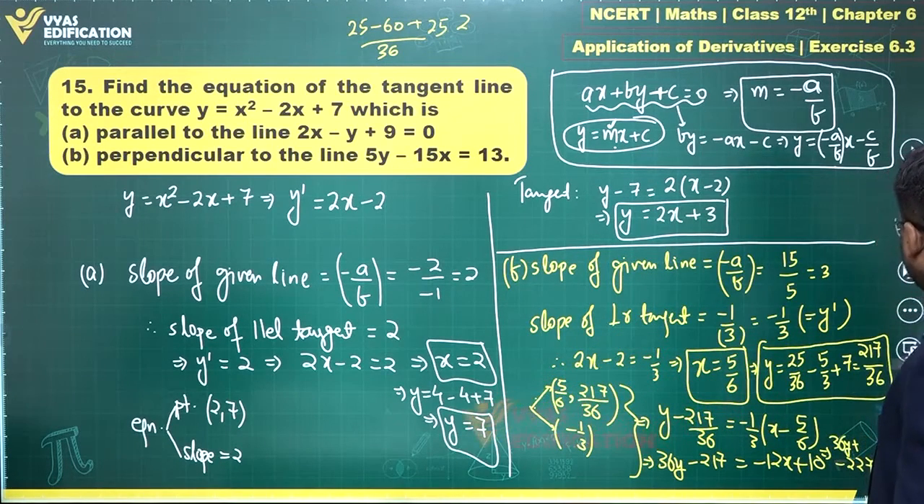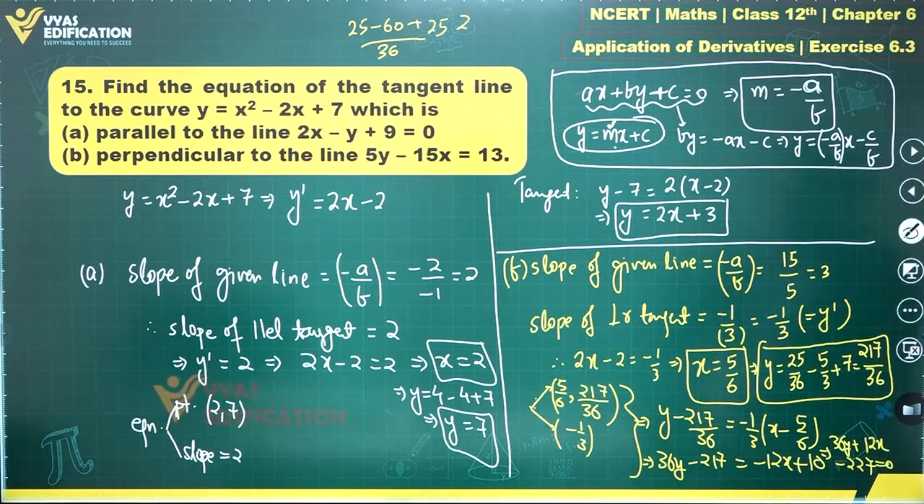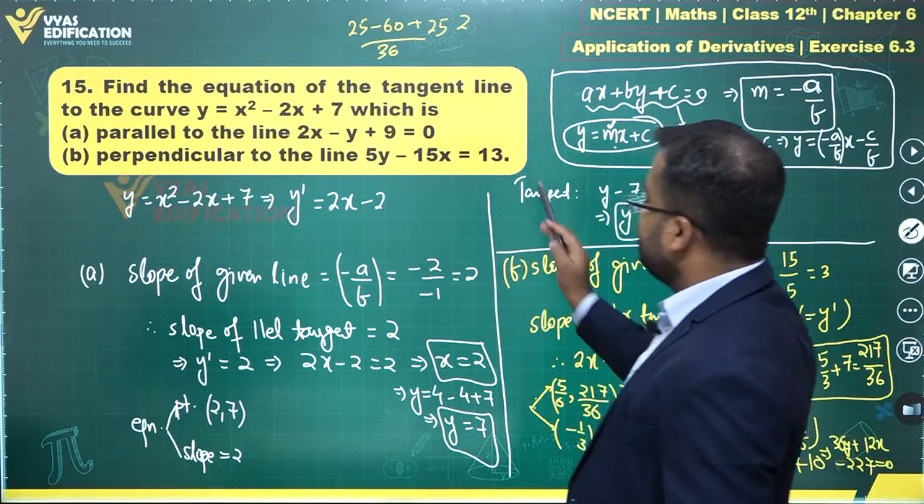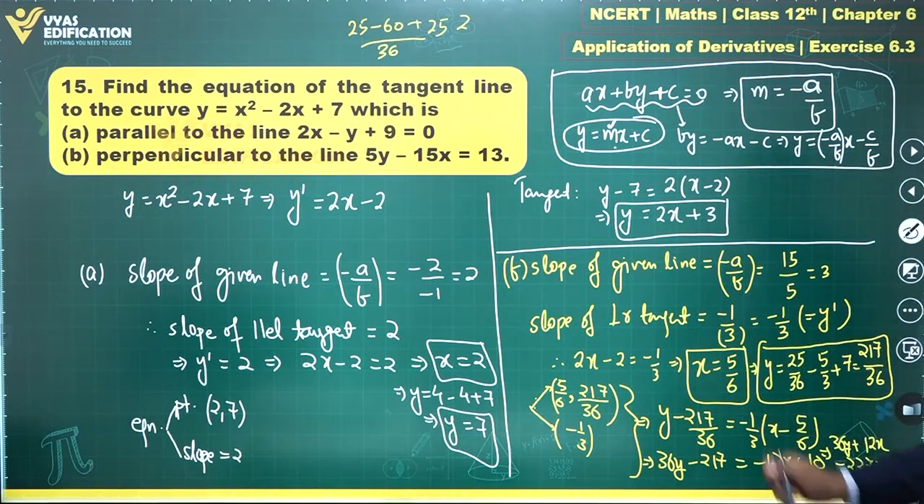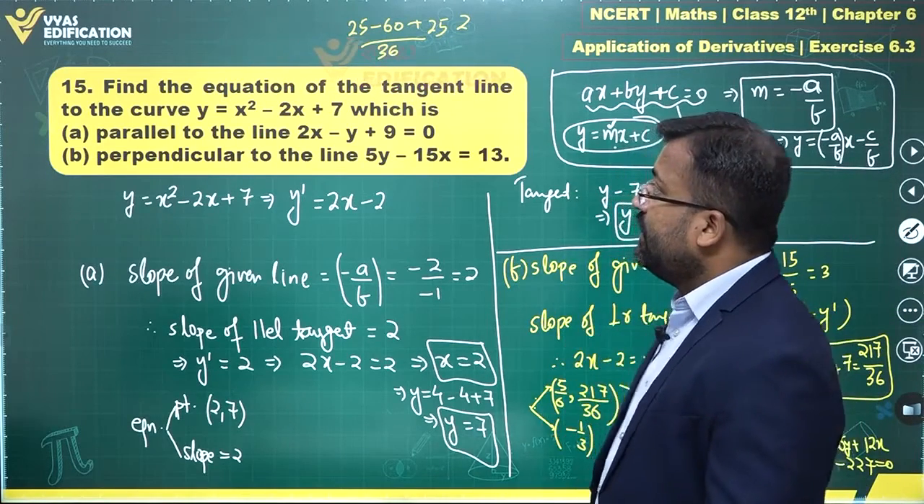Let us write this properly. 36y plus 12x minus 227 equal to 0 is the equation of normal, as you can see behind us, is the equation of tangent which is perpendicular to the line this. That's the final answer for this second part. The first part is this. That's a complete solution of this question.